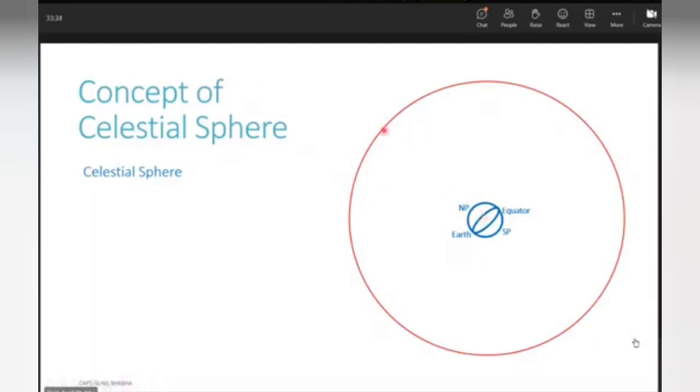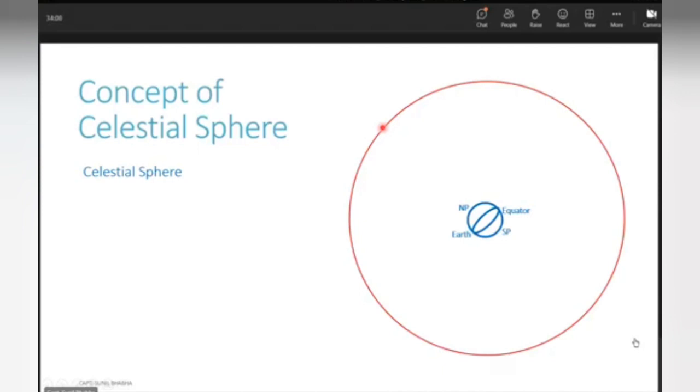Now, what is the purpose or use of this celestial sphere? This celestial sphere is very helpful in solving celestial navigation problems. It is an imaginary sphere. It does not exist in reality. We have assumed this sphere so that we are able to easily calculate the required parameters or the required items which we need, which is basically the position of the ship. So that is what we are interested in.